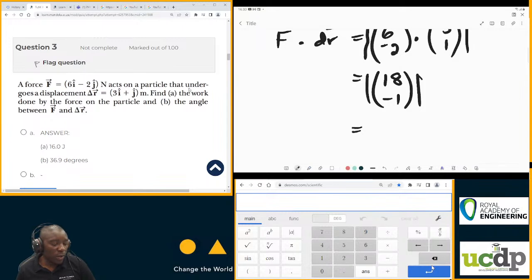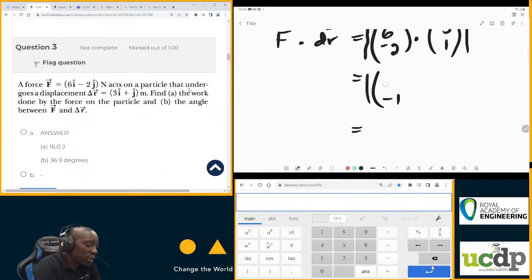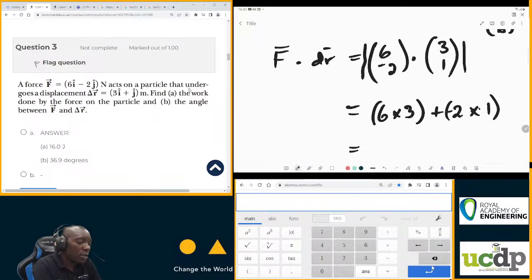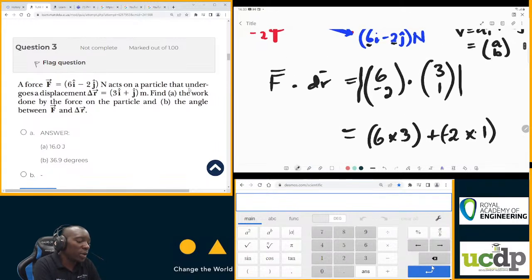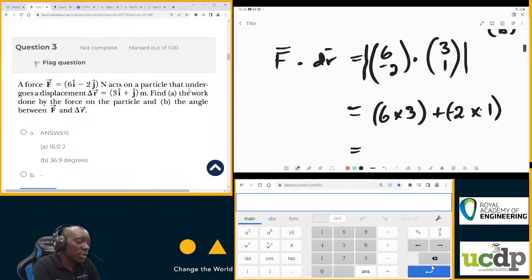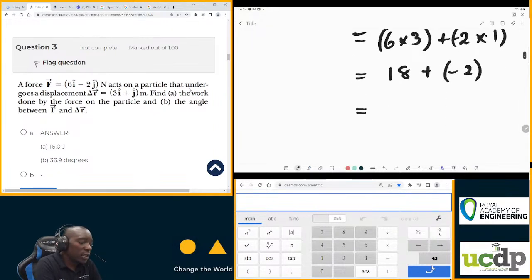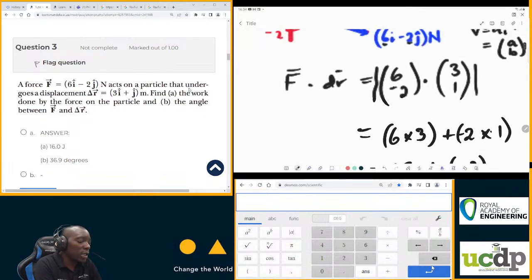Is it magnitude? No, it's not magnitude. It's supposed to be the other way. It's supposed to be like this: 6 times 3 plus negative 2 times 1. So we just multiply the x components together and the y components together and add their products. So this will be 18 plus negative 2, and that gives us 16 joules. So the work done there is 16 joules.